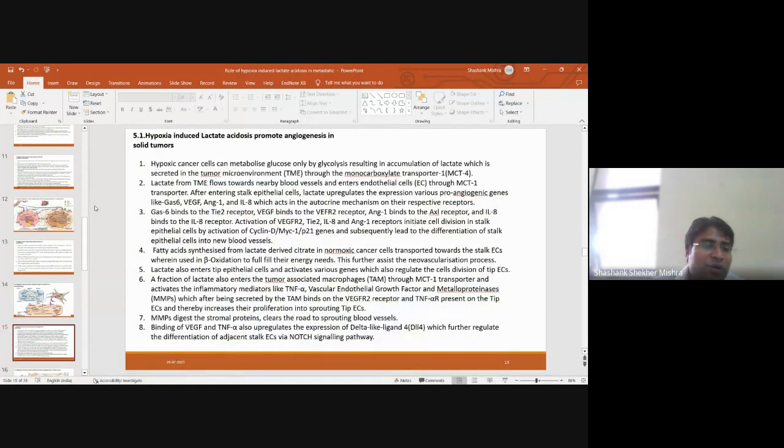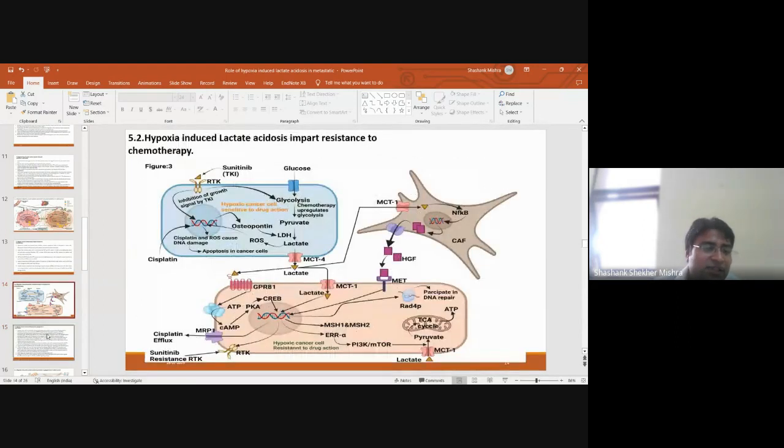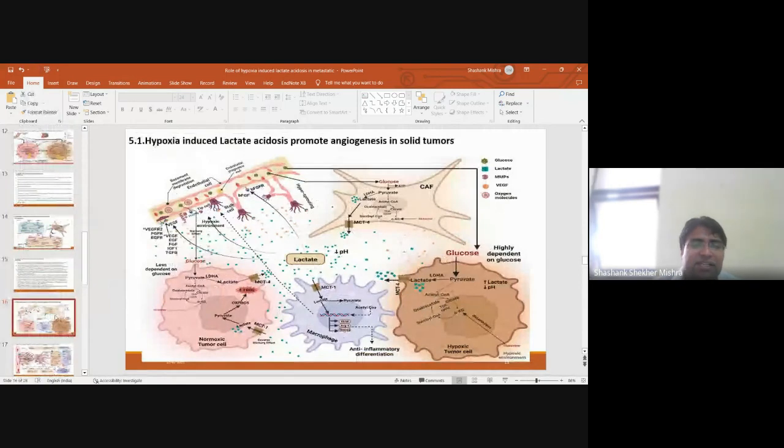Apart from enhancing resistance, lactic acidosis also has a role in angiogenesis. Now, what is angiogenesis? Angiogenesis means formation of new blood vessels. Because as the tumor size increases, those cells which have become hypoxic are not getting adequate oxygen and nutrients. These cells also need oxygen and nutrients. It doesn't mean they are dying in the absence of oxygen. They are hypoxic. HIF-alpha is helping their survival. They are only dependent on glucose for their energy needs.